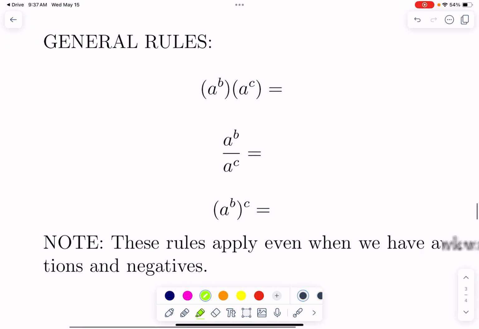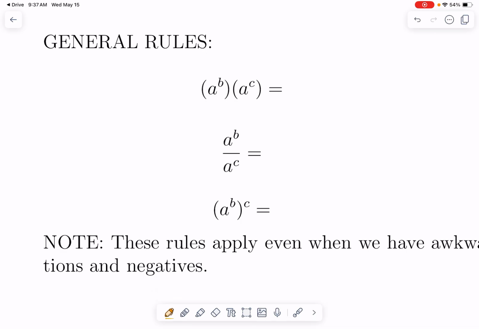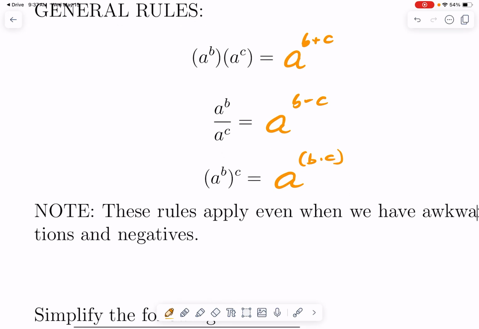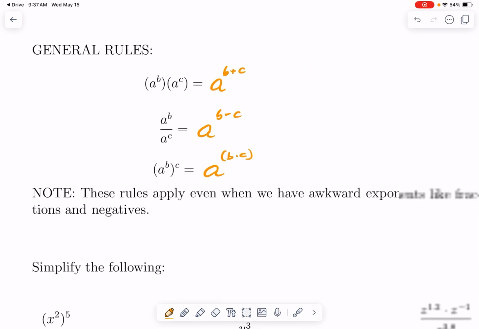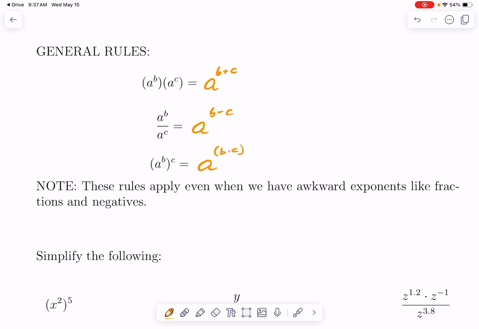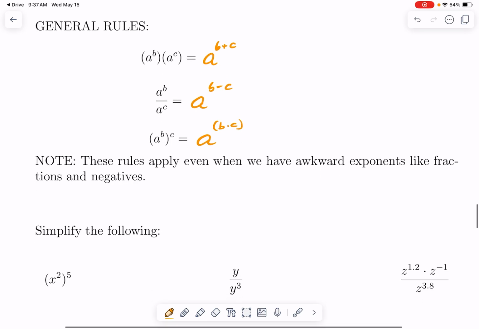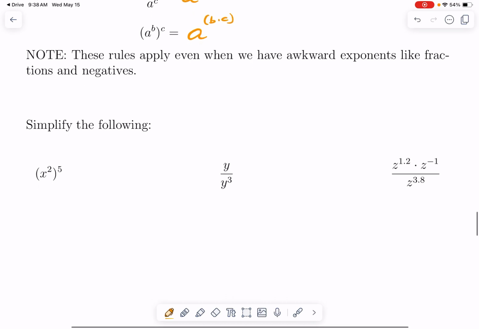And here are the general rules. If I am multiplying together two expressions with the same base, base A, I can combine those into one expression where A is raised to the B plus C power. If I'm dividing two expressions with the same base, it's the B minus C power. If I have power to a power, my new power is the product, B times C, of those two original ones. And these rules work even when we have weird exponents that are fractions or negatives. These are general rules. So take a moment and try to simplify the following as best as you can.